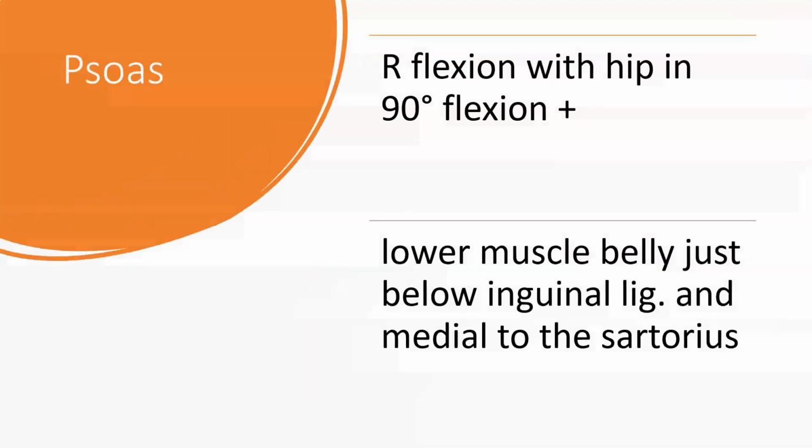A psoas lesion is also an option, and in that case the resisted hip flexion will be positive. And we are lucky because mostly the lesion lies in the lower muscle belly, which is just below the inguinal ligament and medial to the sartorius.